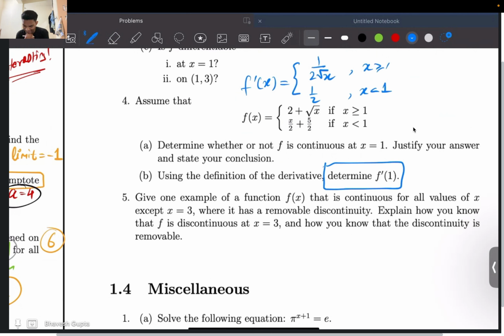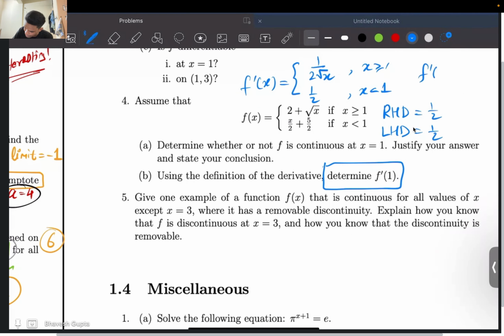Interestingly, at x equal to 1, my right hand derivative is half, but left hand derivative is also half. That's interesting, right? And if you calculate what is my f dash 1, that is also half. So in this case, you are very lucky, in the sense that not only the limit exists, but it has a value, and that comes out to be half.